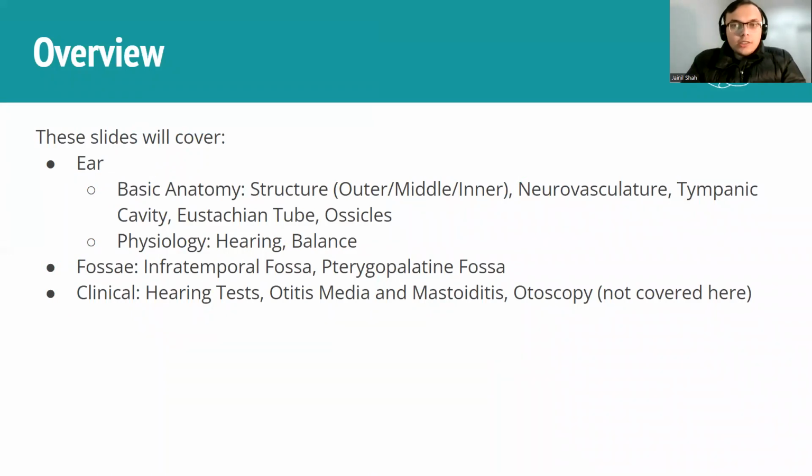and inner ear structures, the neurovasculature of the ear, very briefly as well, the tympanic cavity, a very important point to have a look at, a visceral space inside the ear, the eustachian tube as well is going to be an important one to take a look at, and the auditory ossicles, the hammer, anvil, and stirrup, or the malleus, incus, and stapes. We're also going to be having a look at some physiology with how hearing works and the physiology behind that, as well as balance. And we're also going to be having a look at the fossae, so the infratemporal and pterygopalatine fossa.